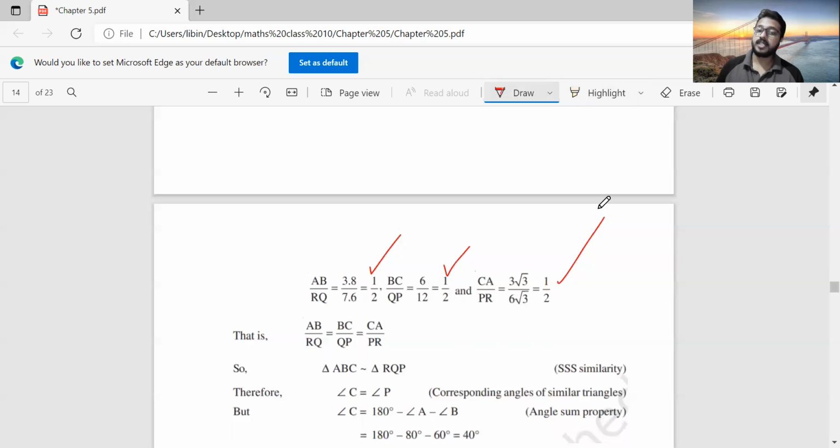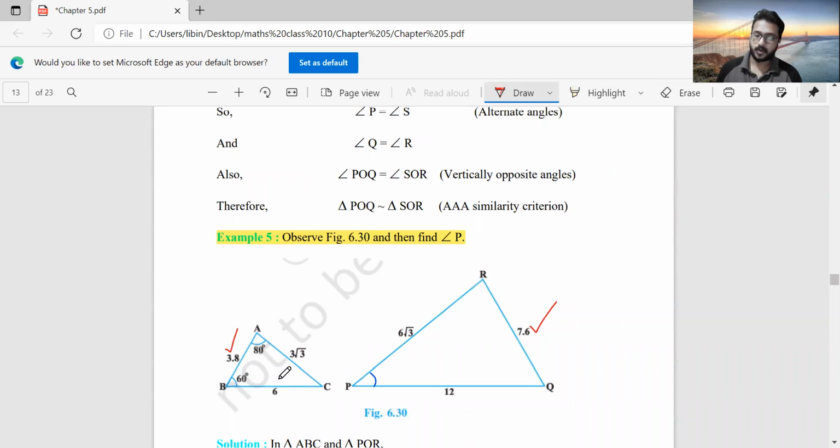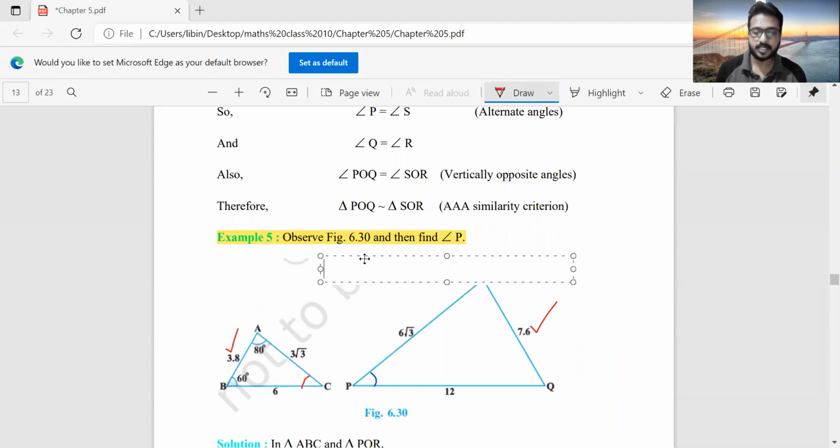Now, what can we do? Therefore, the corresponding angles are equal. So, what is angle C? How can we find it? How do you think we can find it? By using the angle sum property of a triangle. We know that the sum of interior angles of a triangle is 180 degrees. So, to find the remaining angle, we can do 180 minus 60 plus 80. What will be the answer? It is 40.